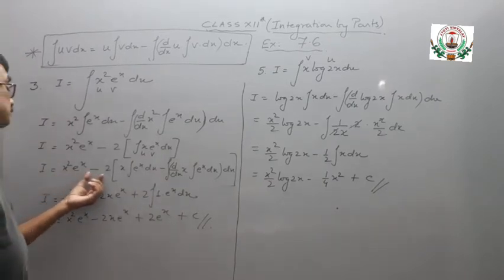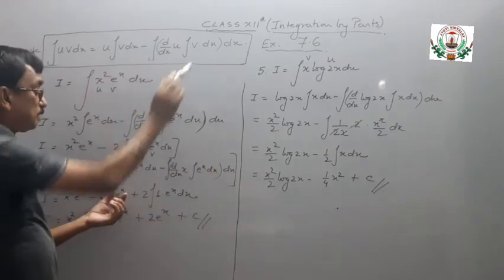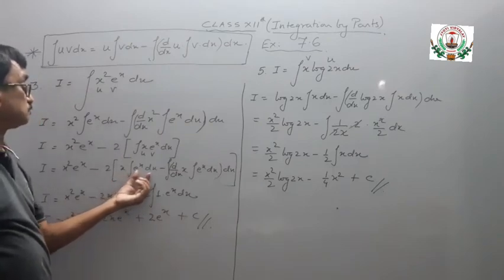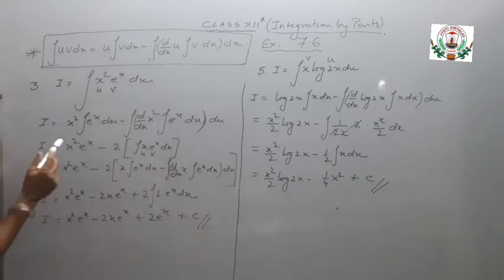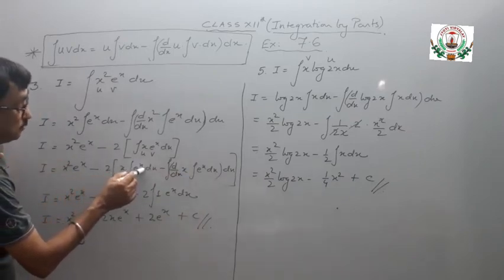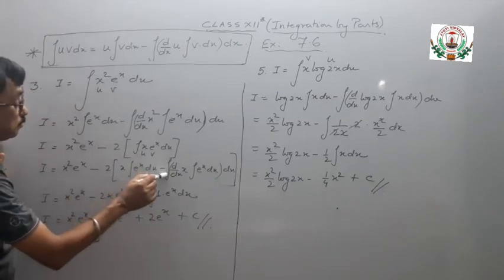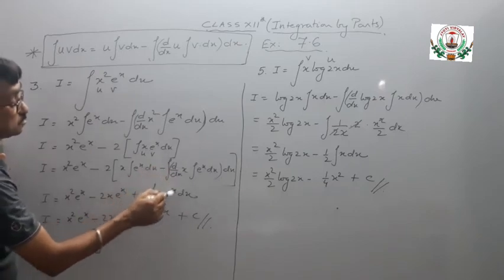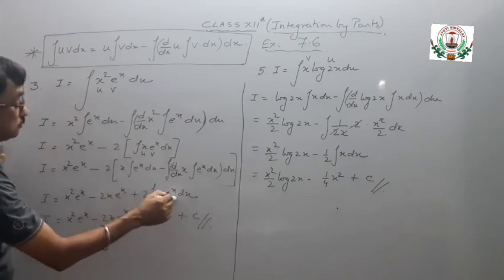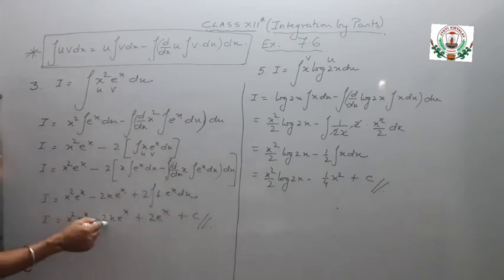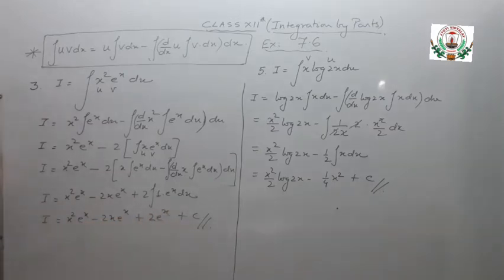So x square e to the power x minus 2, use big bracket, and again the same formula you apply here: x integration e to the power x dx minus integration of d by dx of x, integration e to the power x dx. x square e to the power x, now integration of e to the power x will be e to the power x. When you open the bracket, minus 2x e to the power x plus 2, d by dx of x is 1, integration of e to the power x is e to the power x, but this integration again we have to do. So x square e to the power x minus 2x e to the power x plus 2 e to the power x plus the integration constant.